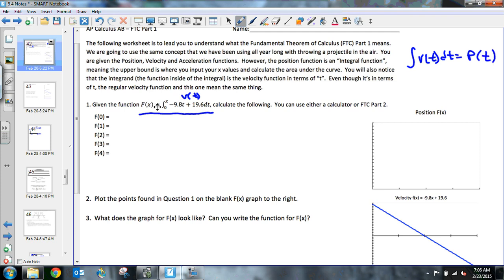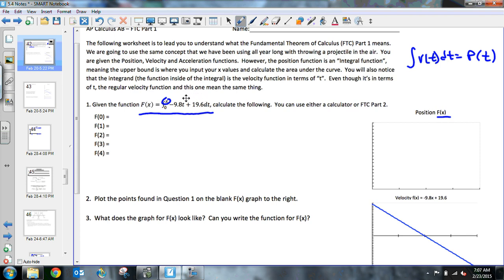So, my position is a function in terms of x. My position is big F of x. My velocity we'll call little f of x. Now, the one thing that's a little interesting here is that I'm using two different variables. My x value is the upper bound of my integral, which is different, okay? So I'll show you what that means here in a second.